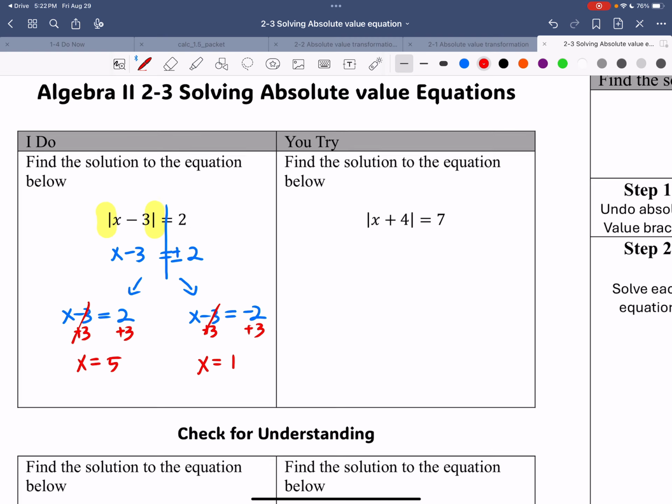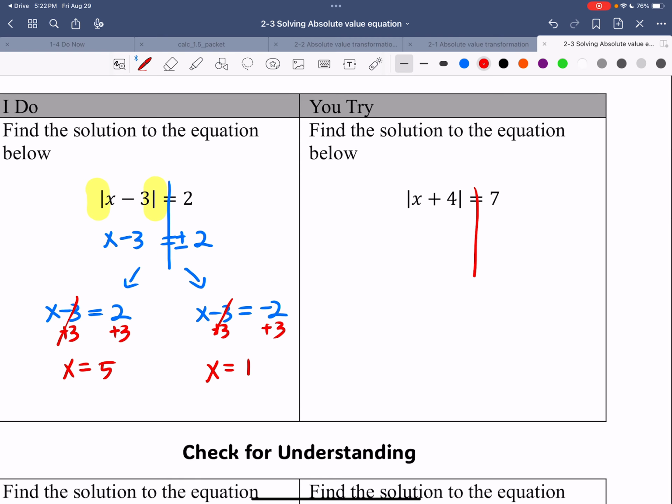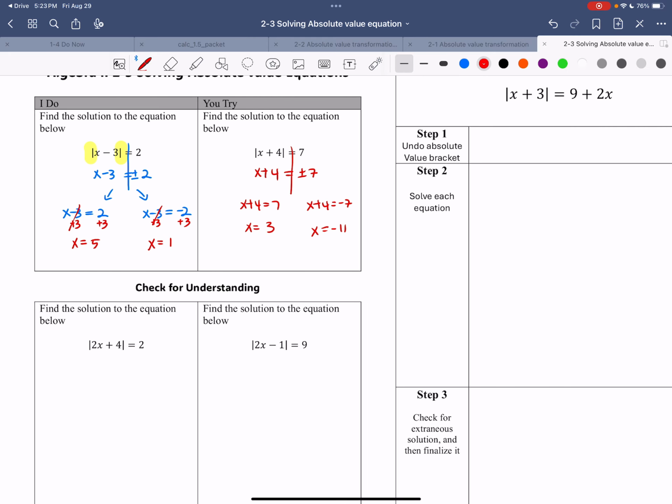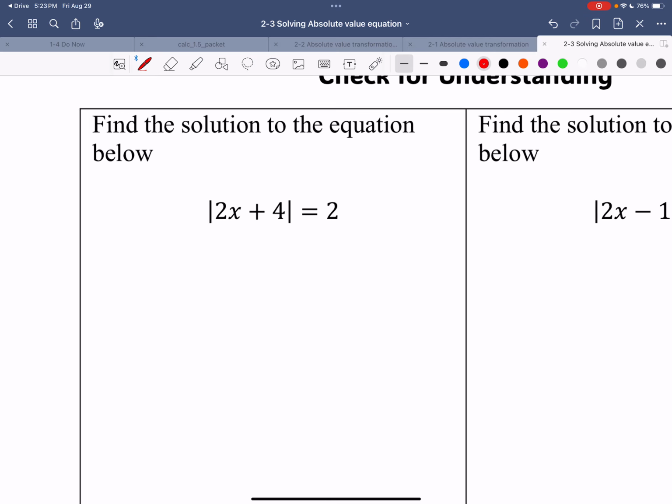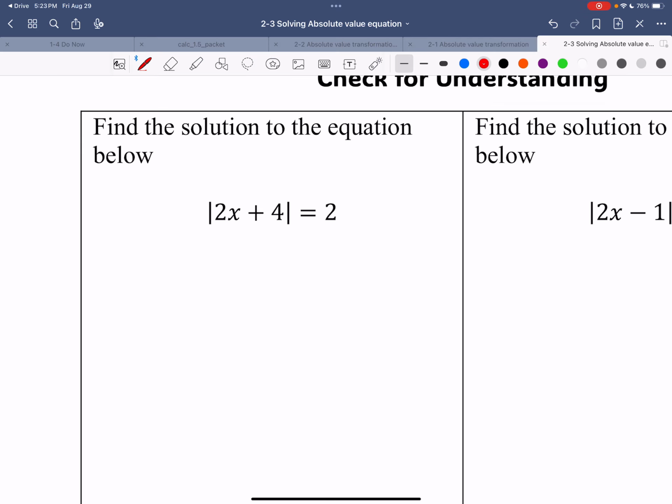So try the question on the right by yourself. That's it. Let's do this. Try these two questions by yourself. These ones are slightly more complicated because you have a 2x plus 4. But as you can see, when you take care of this absolute value sign, things are going to be easier.